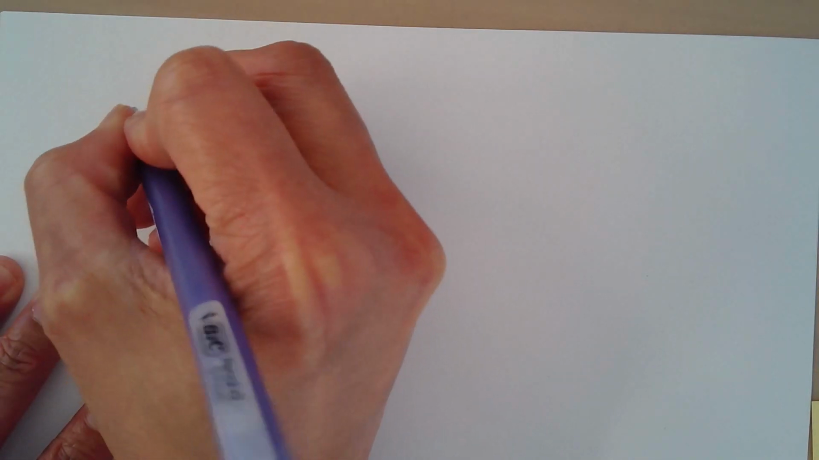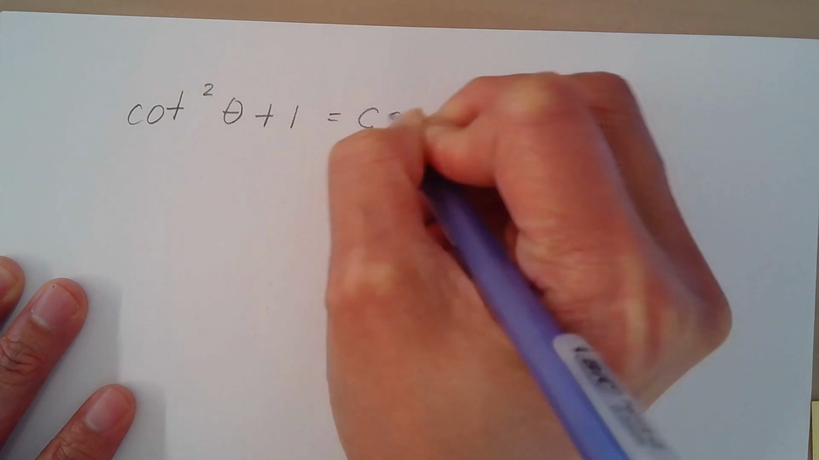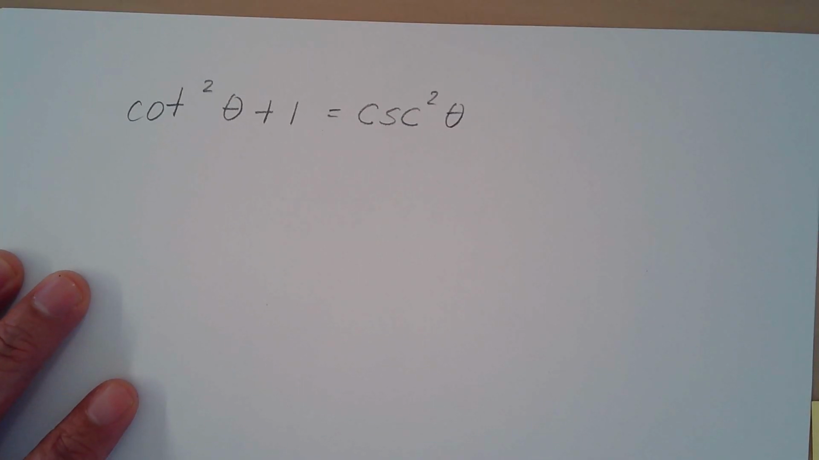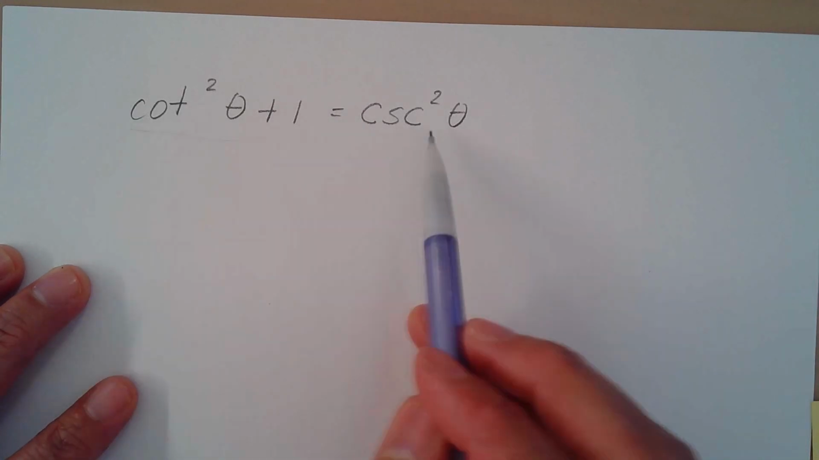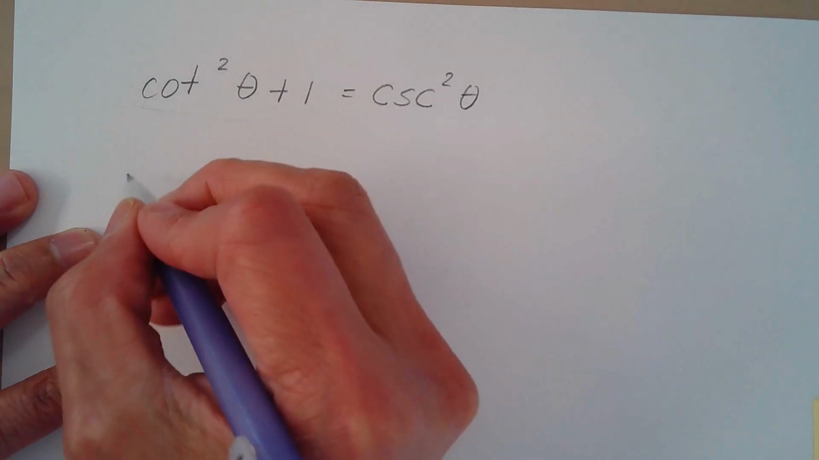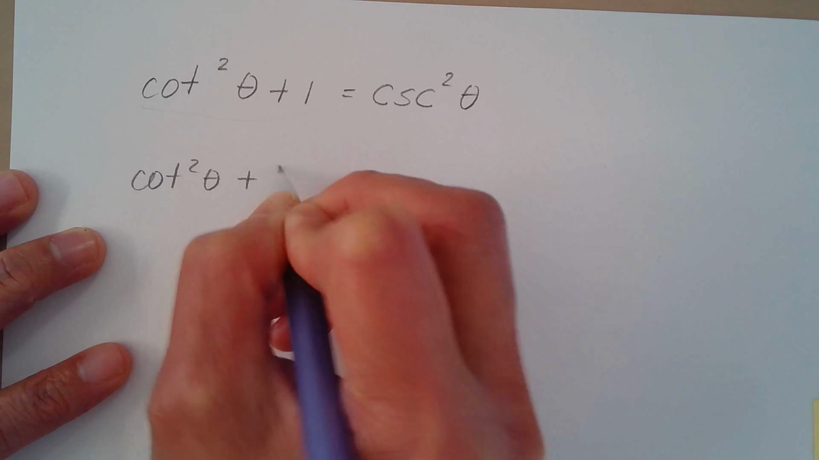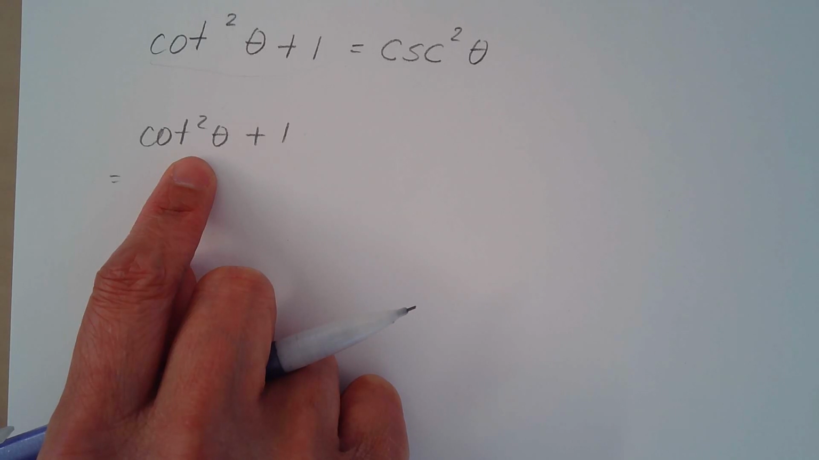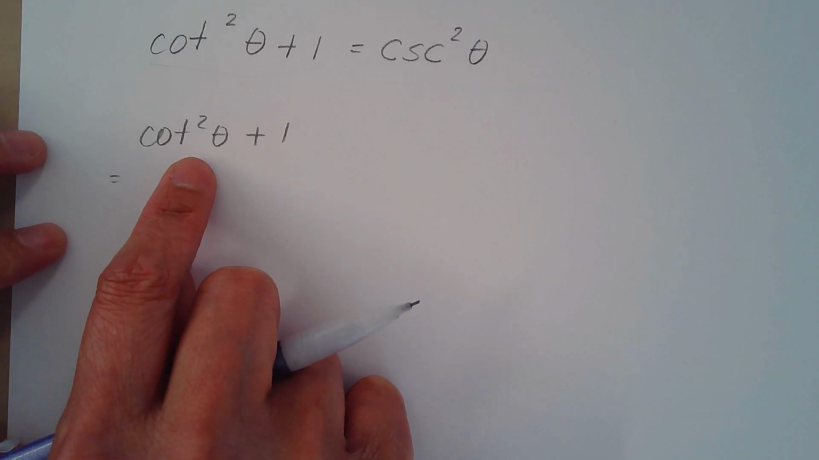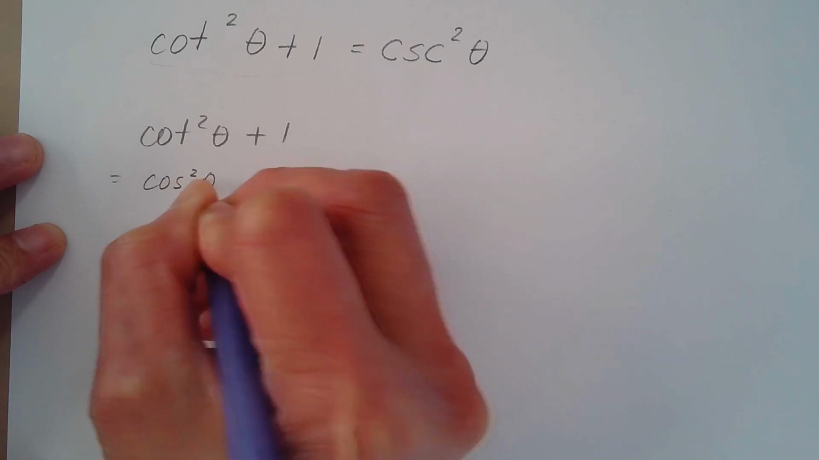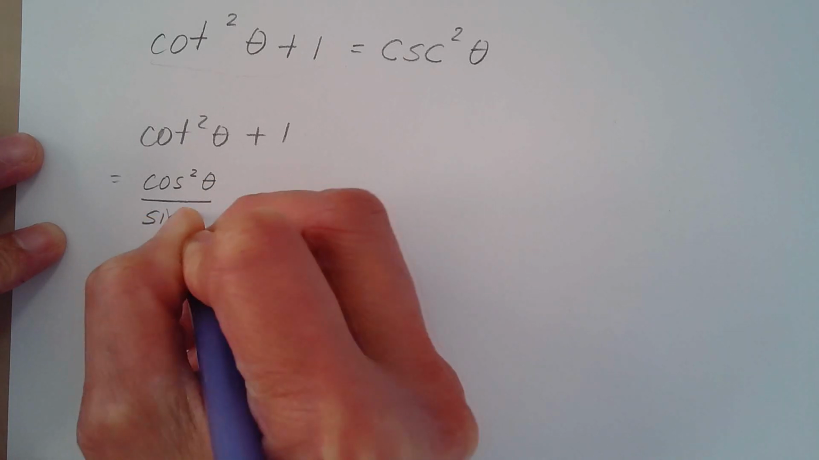So we know one of the identities is cotangent squared theta plus 1 equals cosecant squared theta. Why is all of this equal to that? What we're going to do: cotangent squared theta plus 1. Well, cotangent squared theta, what's a cotangent again? Very good. Cos squared theta over sine squared theta.